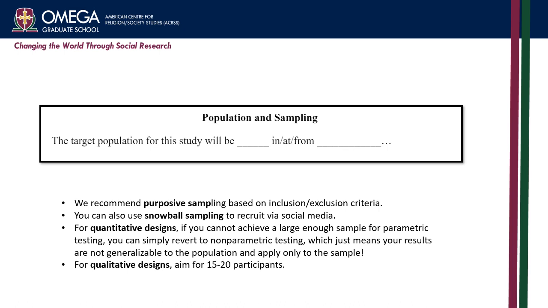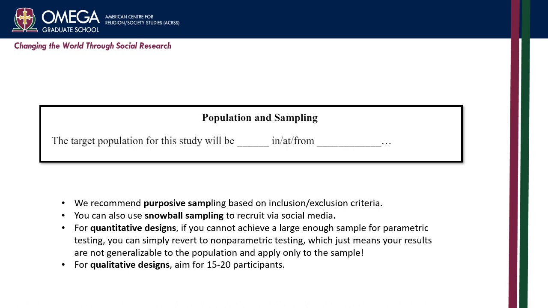But for now, we just need you to name your target population and say who they are, maybe where they're located, what organization they're affiliated with. And that's why there's an in, at, or from statement. And then you can name a geographic region or a particular organization or church. And that's sufficient for the prospectus.